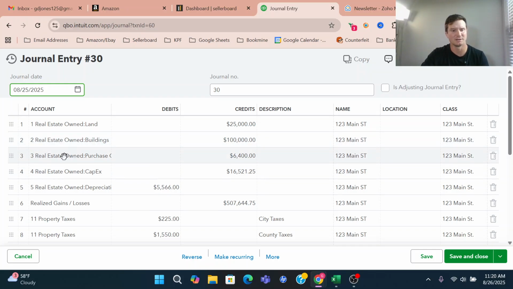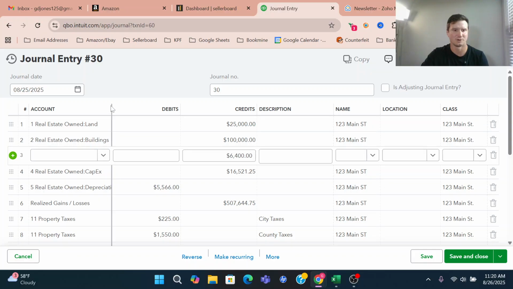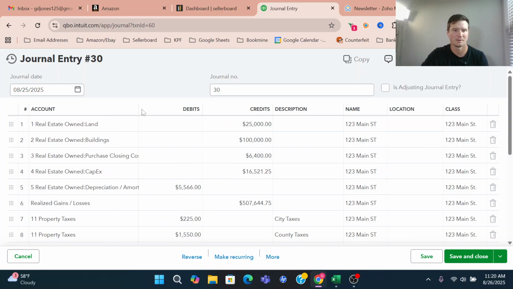The next spot is the purchase costs. So right here, purchase closing costs. This is all of the things that come into it to add up to it. Like if you had commission fees, property taxes, property insurance, all that stuff's going to go right there. That's going to add all up to that.